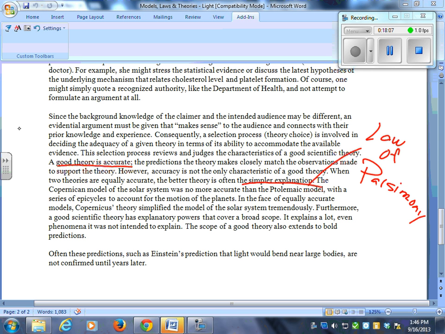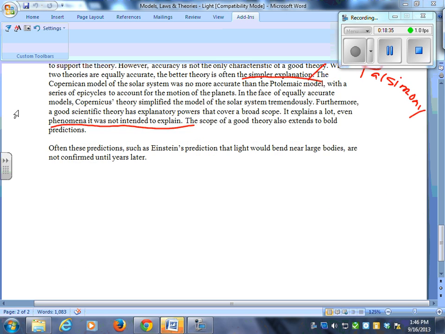Furthermore, a good scientific theory has explanatory powers that cover a broad scope. It explains a lot of things. It explains a lot, even phenomena that it was not intended to explain. You inadvertently explain something they never thought of. The scope of a good theory also extends to bold predictions. Often these predictions, such as Einstein's prediction that light would bend near large bodies, were not confirmed until years later. Okay, so sometimes that happens. You explain things that you can't confirm yet. You have to wait for the technology to catch up. And that is all.